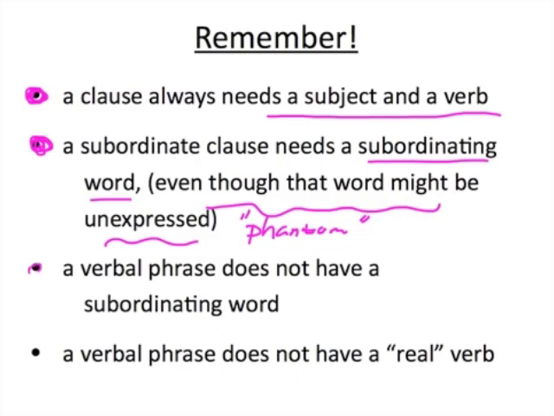Remember that a verbal phrase does not have a subordinating word. And remember that a verbal phrase doesn't have a real verb. In linguistics, they'd call it a finite verb, which really just means like the main verb of a clause, the verb that could actually be the main verb of a sentence. So a verbal phrase is formed out of a verb, but it doesn't function as a verb. It functions as some other part of speech.